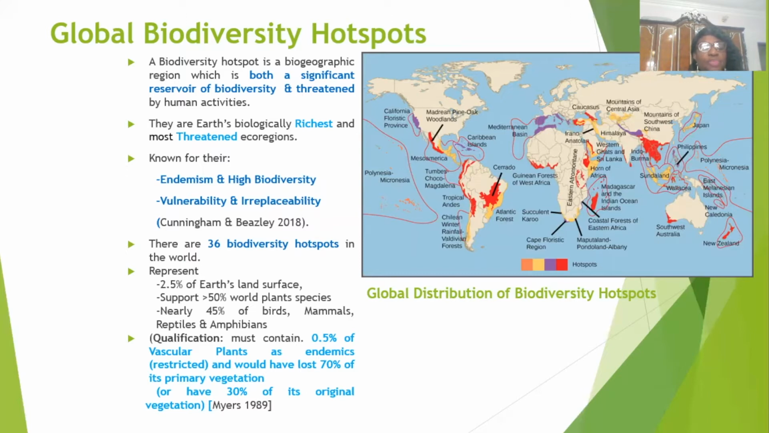What qualifies a spot to be a biodiversity hotspot? There are two conditions. One, it must have 0.5% of vascular plants as endemics, that is, restricted to that region. And two, it must have 30% of its original vegetation still intact. This is from Myers, 1989. This map on the right-hand side shows the global distribution of biodiversity hotspots throughout the continents.